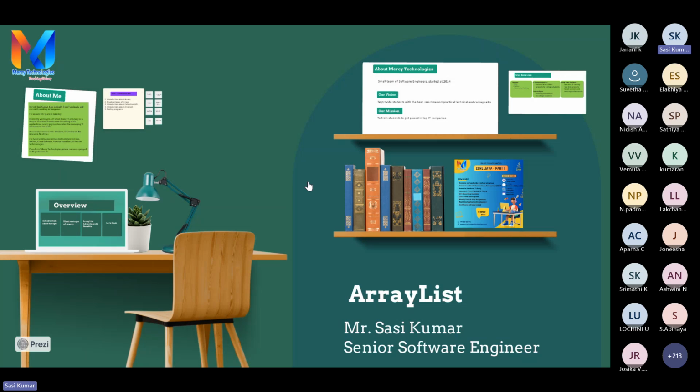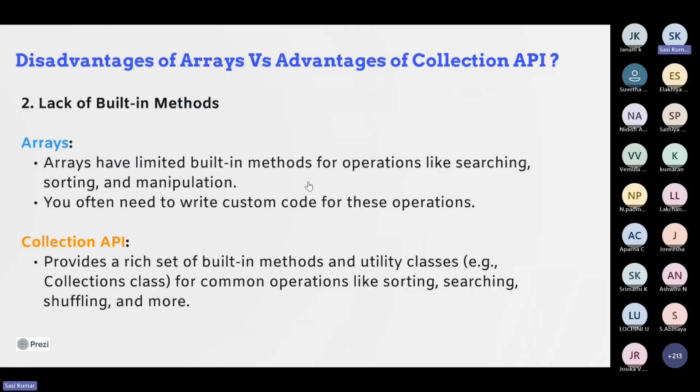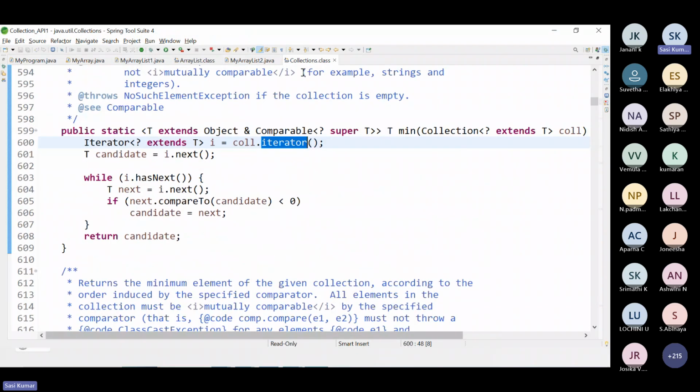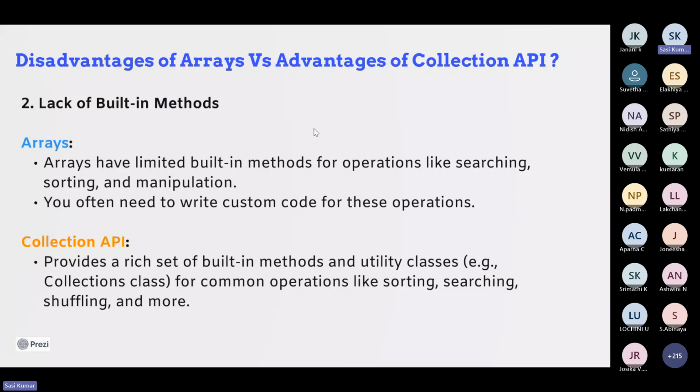Now you will understand very easily. See, arrays lack built-in methods. What is meant by built-in methods? Finding minimum, finding maximum, binary search, sort, all these are built-in methods. So our job is very easy. Collection API and array list provide many inbuilt methods like sorting, searching, shuffling, finding the minimum and finding the maximum.